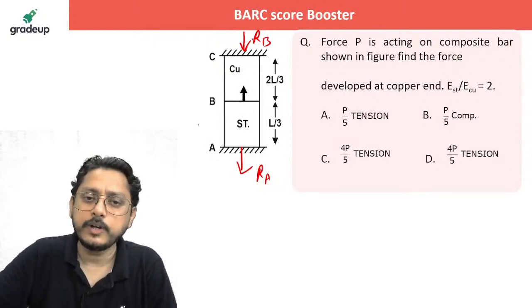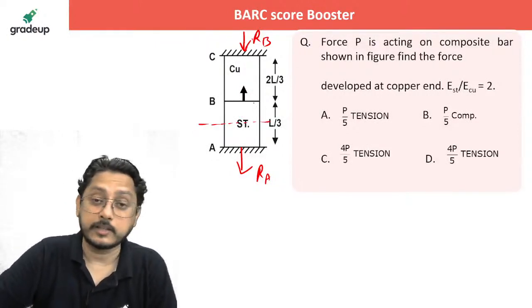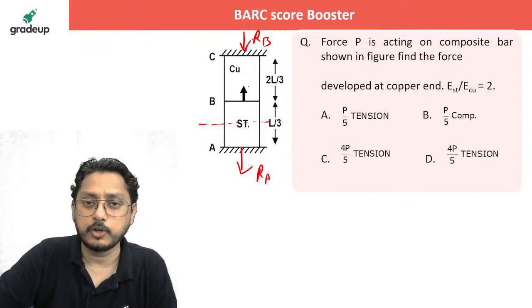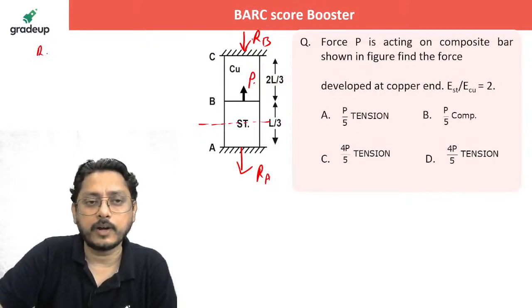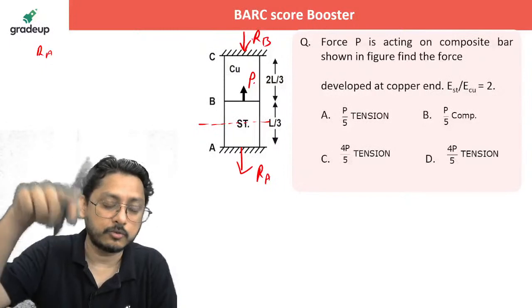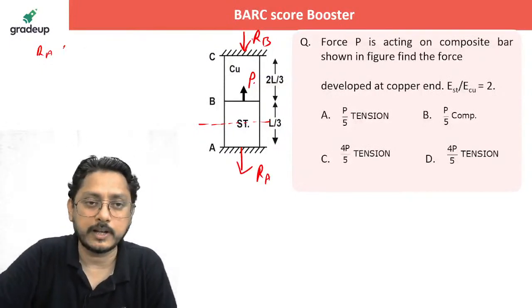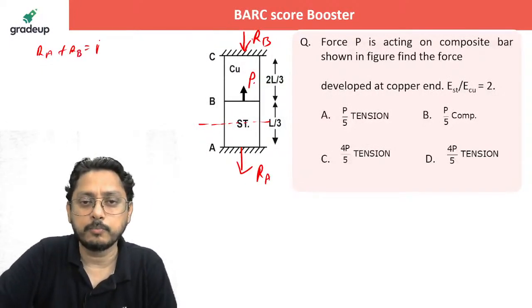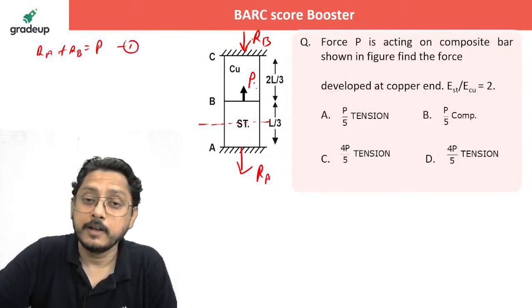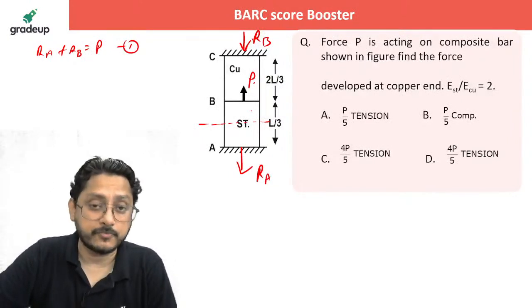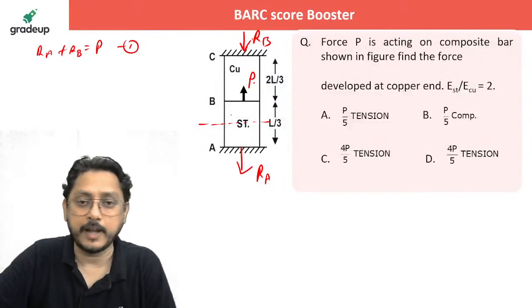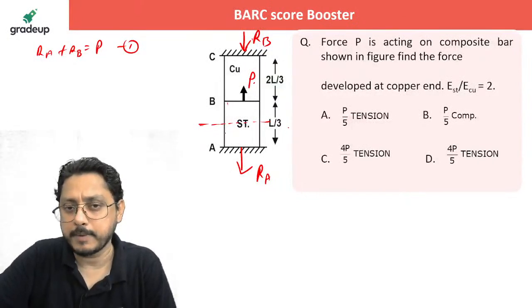Now do the same thing, take it at the center. First of all, RA and RB must balance P. Summation of all the forces in the y direction must be equal to 0, so RA and RB will be equal to P. That is the one equation you get first. Later the compatibility can be applied, but first you need to draw the free body diagram for the member AB.